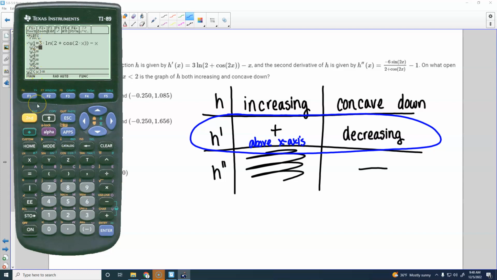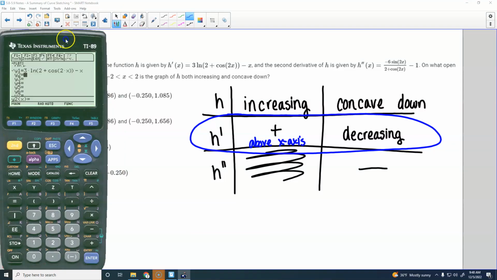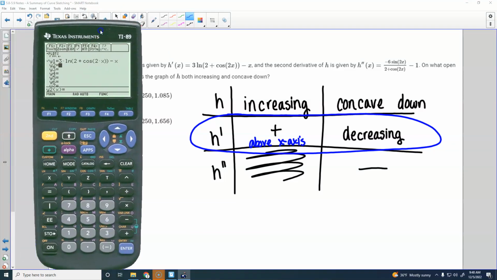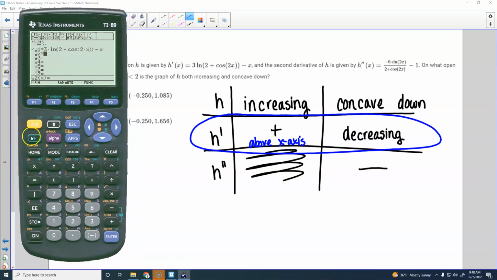Okay, and then we're only looking from -2 to 2, so I'm going to go to my window and I'm going to make this from -2 to +2 because I don't really care about anything outside of that. And I'm going to graph. If you do the green button and F2, it'll take you to the window.